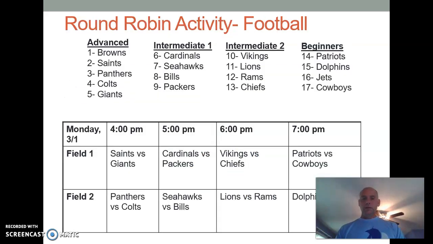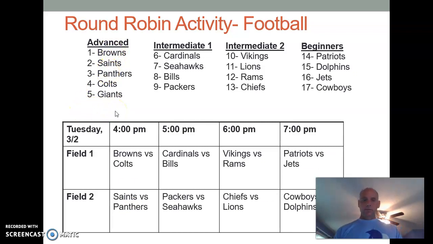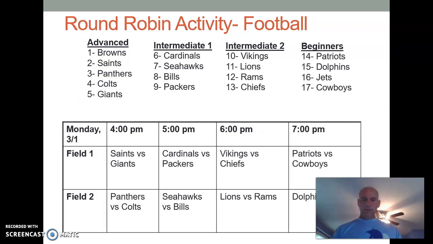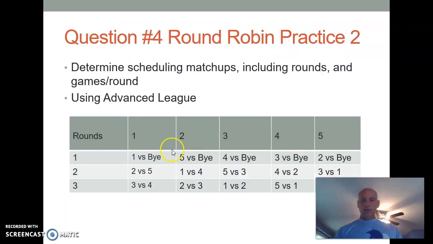So when we look at it, if this is our advanced schedule, the advanced teams, Browns, Saints, Panthers, Colts, and Giants, and then we have our intermediate and our beginners. So on that first day, field one, the Saints are going to play the Giants. Okay, the Colts are going to play the Panthers. One team, as we said, is going to have a bye. In this case, the Browns had the bye, right? If we go back to that previous one, it had a bye.